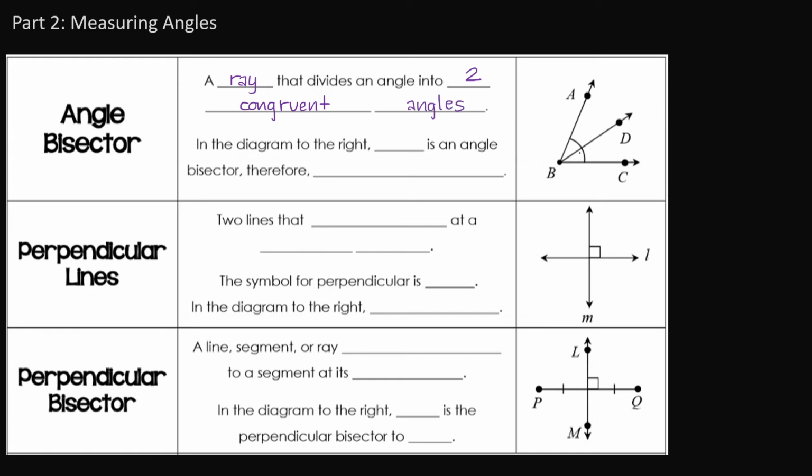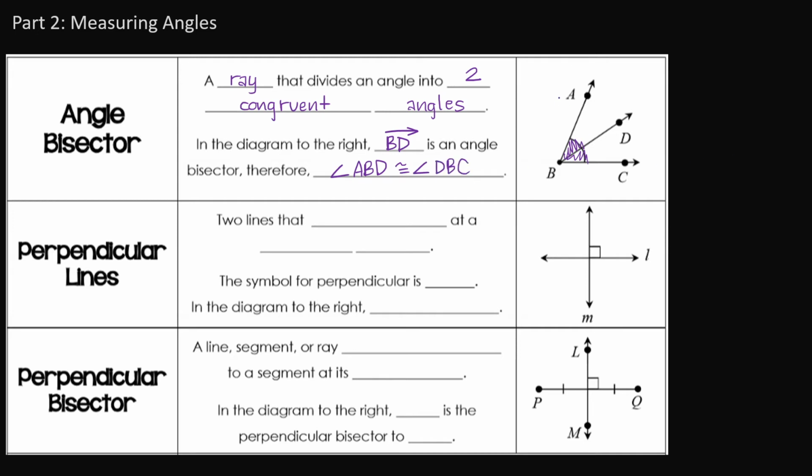So in this diagram to the right, ray BD is an angle bisector. Therefore, the separate parts are congruent. ABD, the angle on top, is the same measure as angle DBC. Angle ABD is congruent to angle DBC.